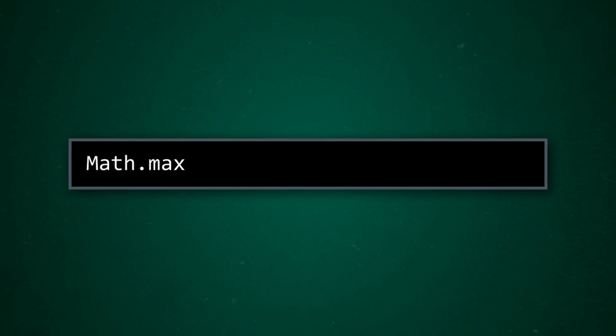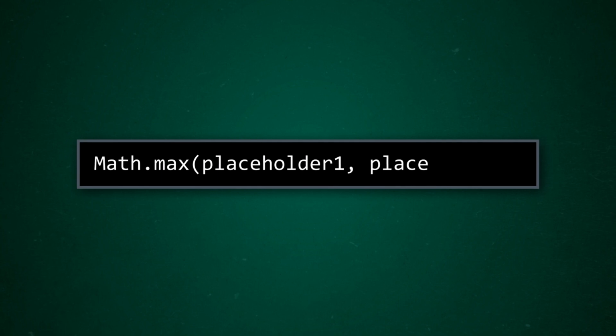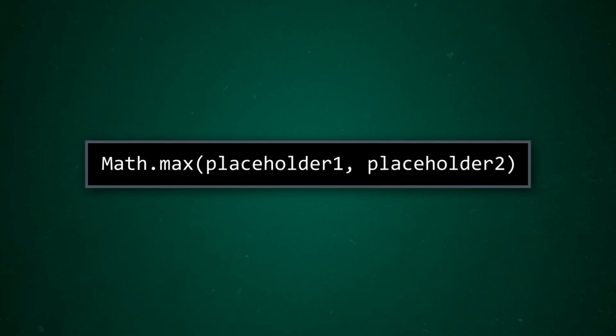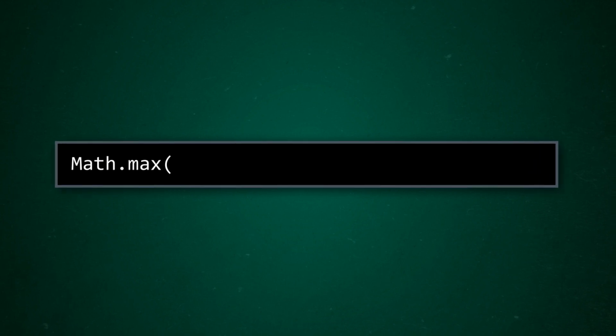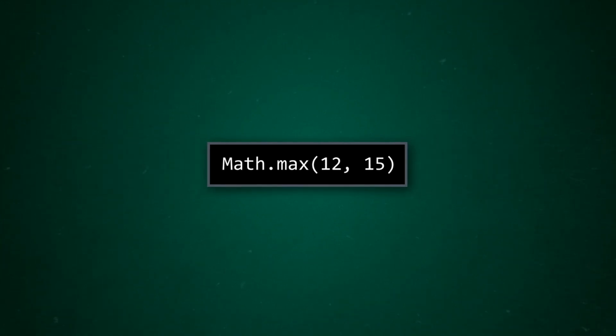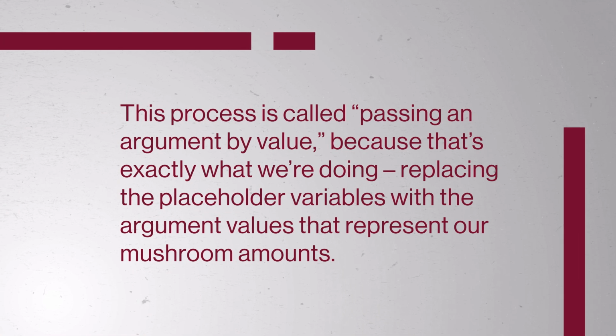In this example, setting up the method context means the computer basically creates placeholder 1 and placeholder 2 as variables in a specific section of the computer memory. After that, the computer can supply those retrieved argument values of shiitake pounds and portobello pounds, 12 and 15 respectively, to those placeholders. This process is called passing an argument by value, because that's exactly what we're doing, replacing the placeholder variables with the argument values that represent our mushroom amounts.